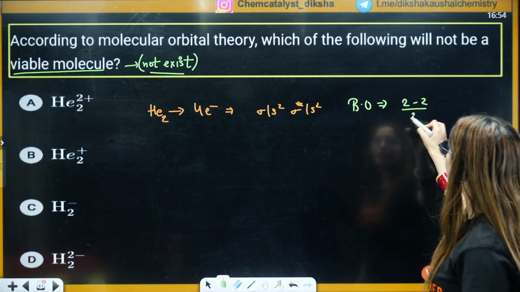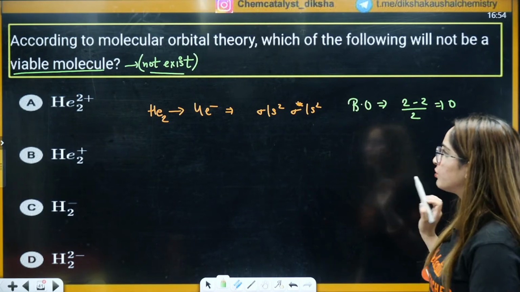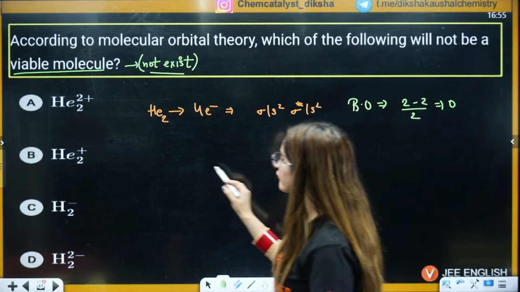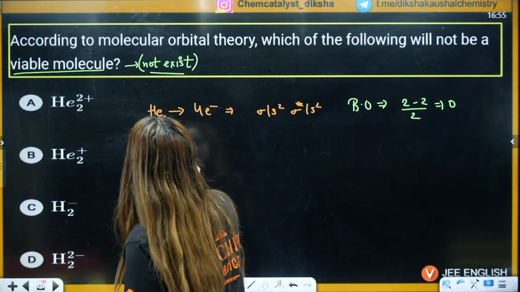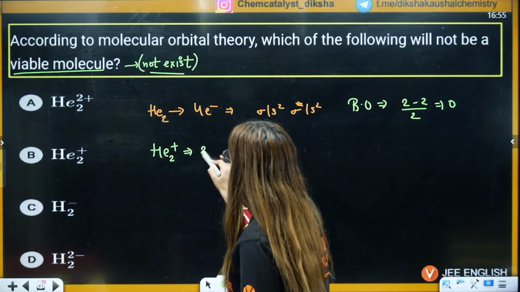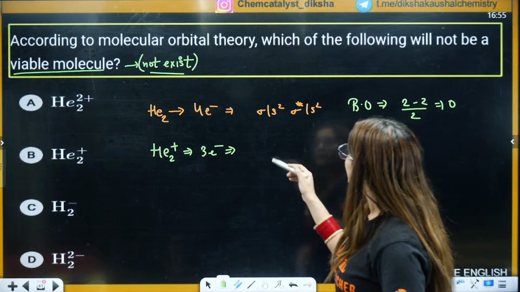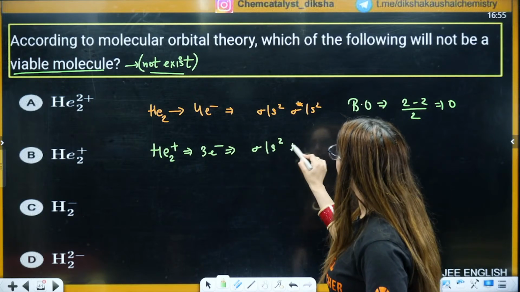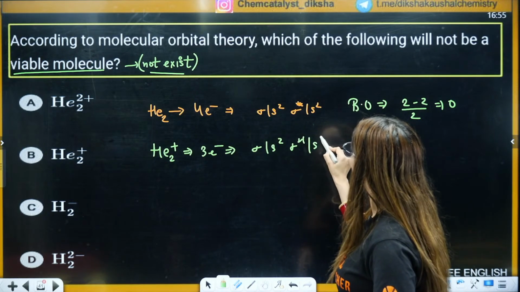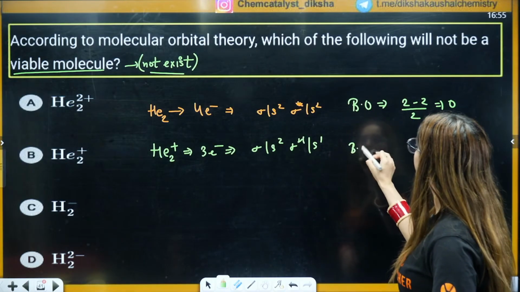Anti-bonding minus bonding divided by 2, so that is going to be 0. Okay. Let us calculate for helium 2 positive. If you take out electrons from here, what will happen? Sigma 1s2, sigma star 1s is 1. Here bond order is going to be what?